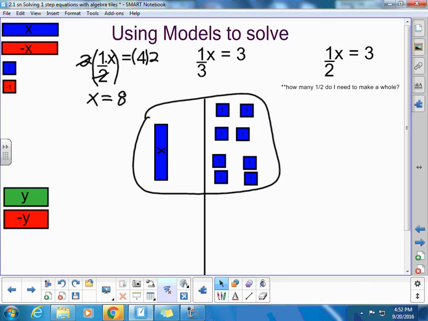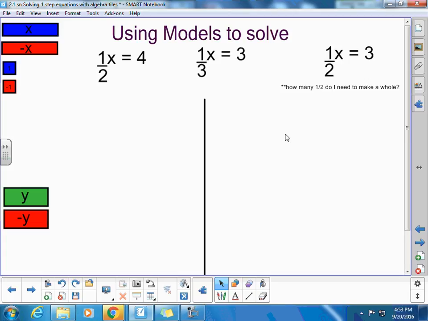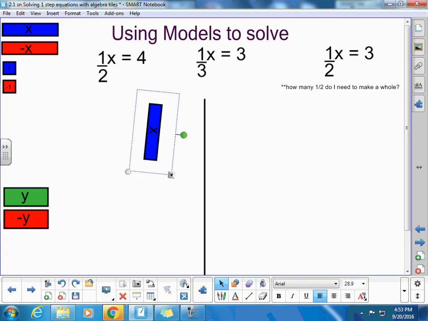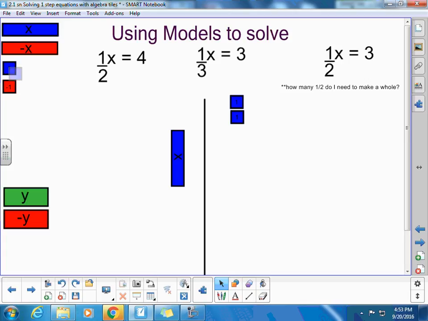Next one. Let's see. Yeah, sure. Delete. Again, we have x, a third of an x this time. So a third of an x equals 3. This is 1x equals 3, right? I only want 1/3 of the x equals 3.